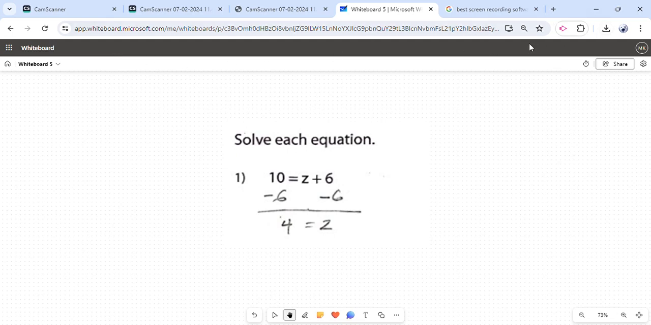Hello everyone, this is Moonlight Learning Academy, and today we are going to be learning how to solve one-step equations with integers. So let's get started.